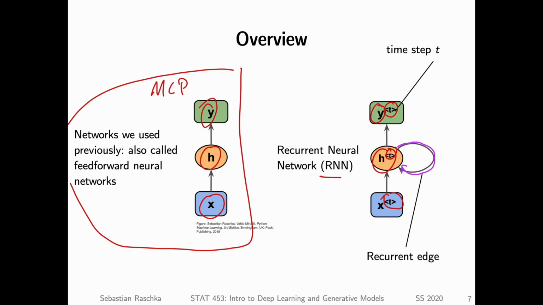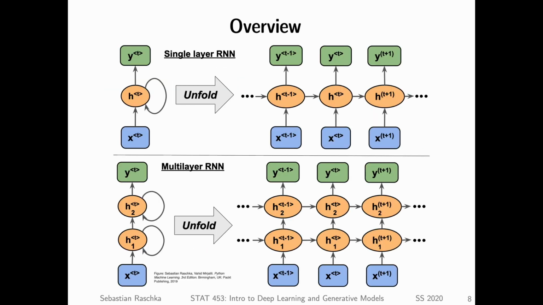It's a little bit hard to understand RNNs this way. So let me unfold the RNN. Here I'm showing you again the RNN from the previous slide, a single layer RNN, and I'm unfolding this recurrent edge here.